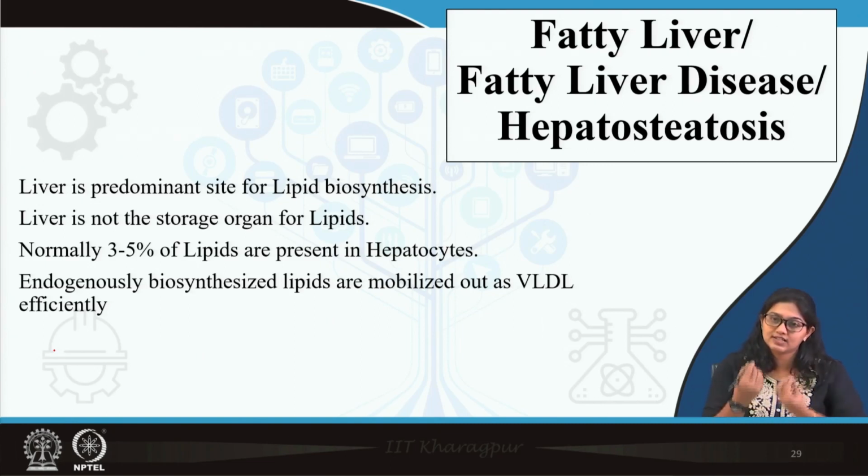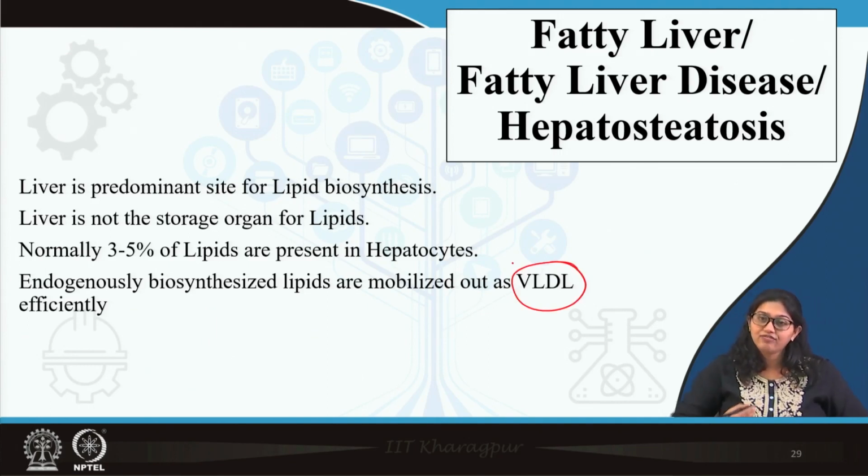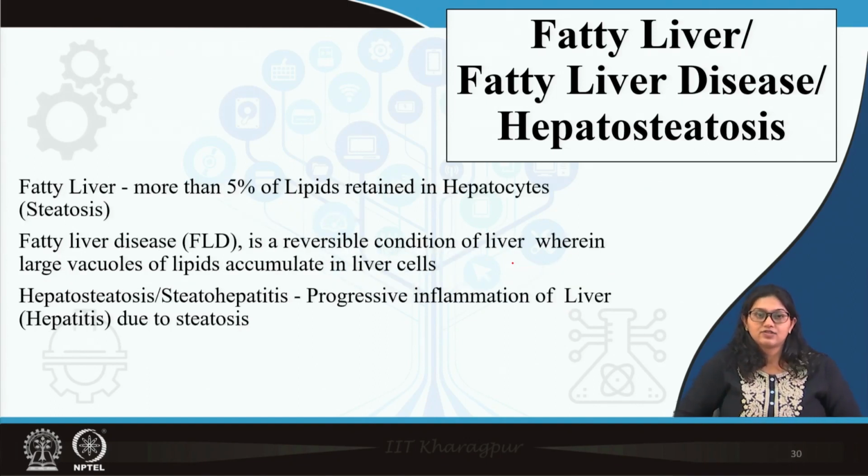The majority of the lipids synthesized in liver are released in the circulation in the form of VLDL. Now, the problem is, if there is increased production or supply of lipid in liver which cannot keep pace with its secretion as VLDL, or the supply of lipid is okay, but there is some problem with VLDL formation, this condition can lead to accumulation of lipid in liver, causing fatty liver. So, basically fatty liver is steatosis, where more than 5% lipid is retained in hepatocytes.